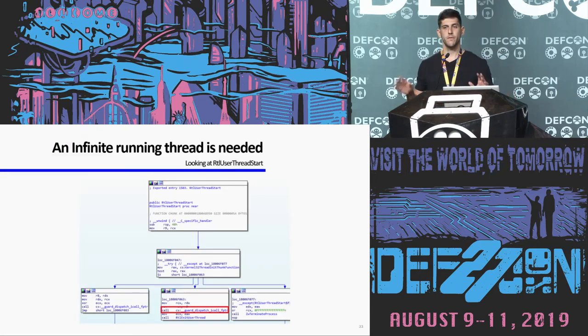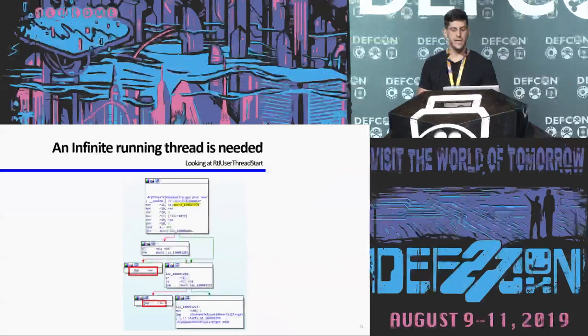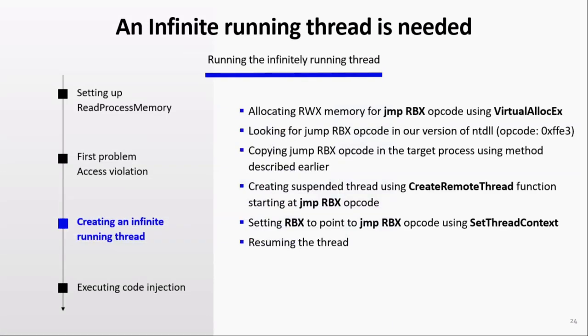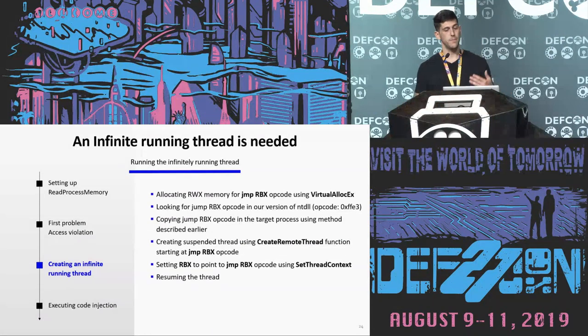Okay, so when CreateRemoteThread is called, the first function that's going to execute is RtlUserThreadStart. This function first calls a function. After that, it does other stuff, and then does jmp RBX, which is going to be the entry point you deliver to CreateRemoteThread or CreateThread or whatever. And I guess you haven't seen it, but RBX was never used here. RBX was never changed during this time. So we are going to abuse that, and use the opcode jmp RBX to make the infinitely running thread.